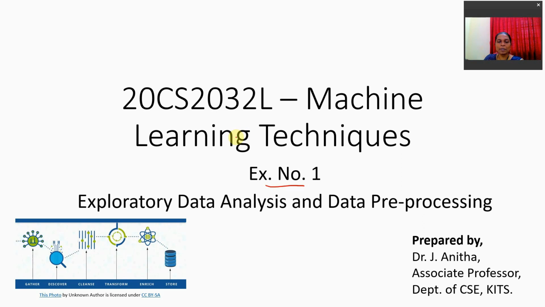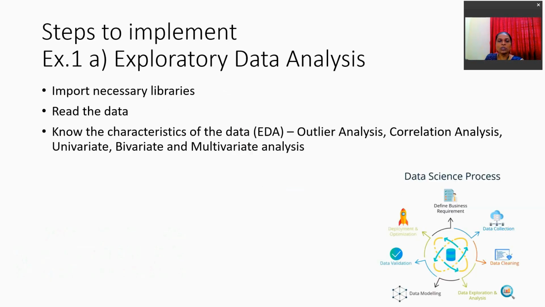To start with this experiment, we divide it into two parts. In experiment number 1, part A, we are going to see exploratory data analysis. What are the steps we are going to do? First, we import the necessary libraries, then read the data and learn the characteristics of the data. Then we do outlier analysis, correlation analysis, and univariate, bivariate and multivariate analysis. So to start with the experiment, first we have to know what exploratory data analysis is.